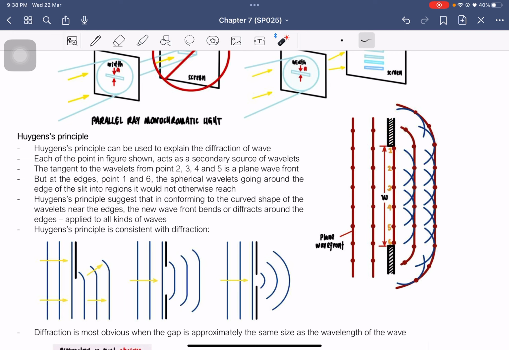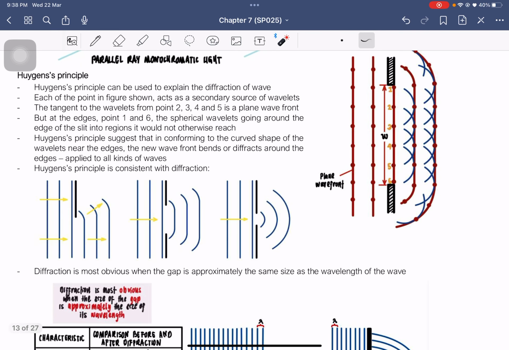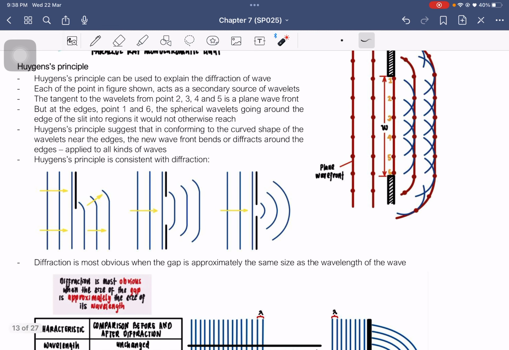So Huygens principle suggests that in conforming to this curve going around these slits, the new wavefront actually bends or diffracts around the edges. Every time there is an obstacle, the wave, instead of going straight like this, will bend just so that it reaches the edges of the obstacle. Okay, so Huygens principle is consistent with diffraction. Every time it is a plane wavefront here, it will become spherical wavelets, just because of the presence of an obstacle there.